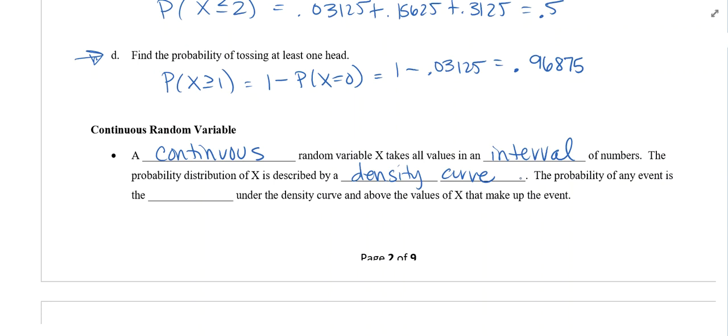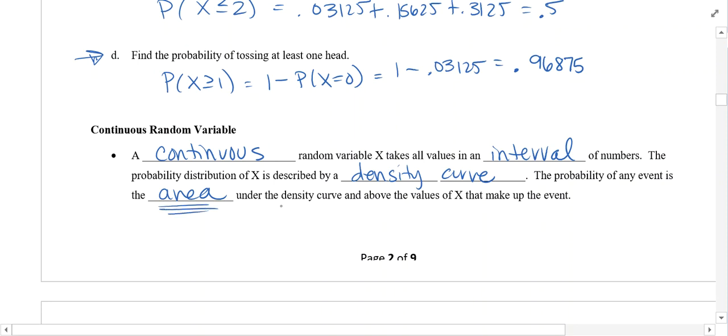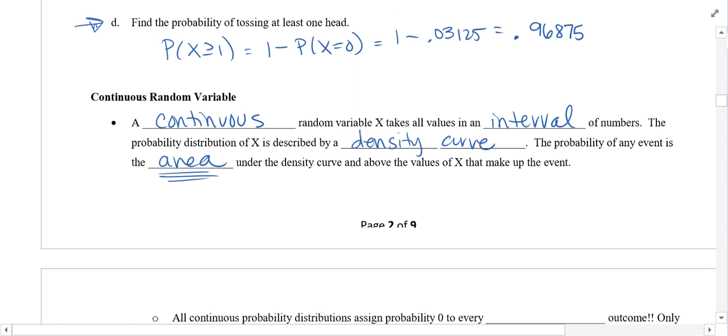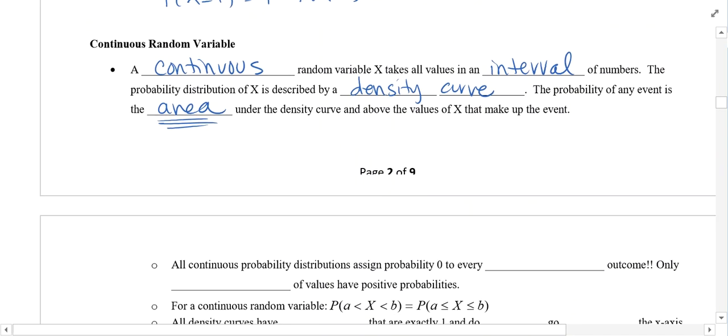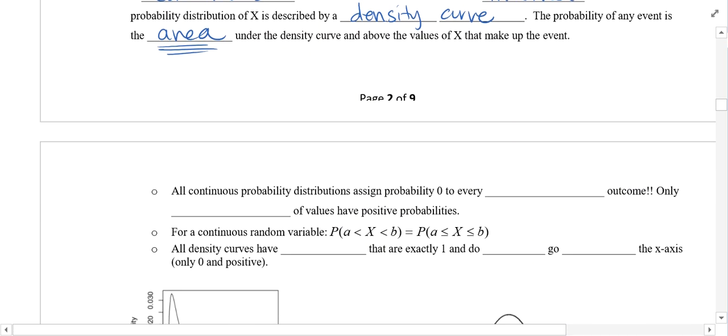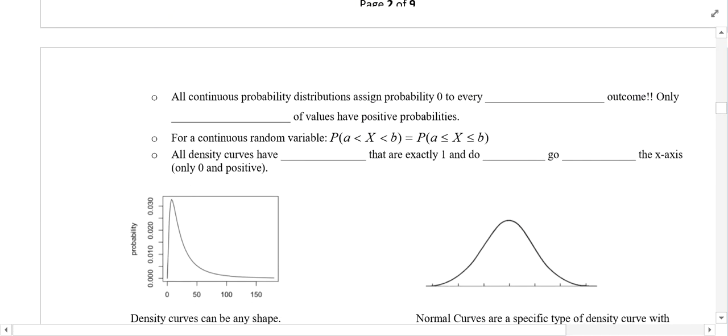The probability of an event is the area under the density curve. Okay, so now hopefully you're really figuring this out. How do we find the area under curves? Do you remember this? Hopefully. We started talking about z-scores, normal CDF. That's how these all tie together.